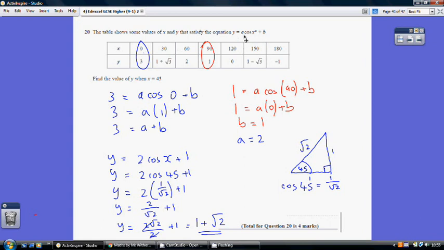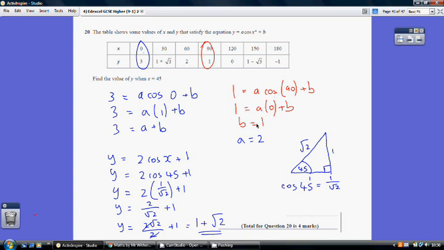Substituting that into the equation, I know that 3 equals a cos 0 plus b. Now the cos of 0 is 1, so I've got 3 equaling a plus b, and that's my equation number 1. For my second equation, I've chosen to use the 90 and the 1. So substituting back in when x is 90, y is 1, so 1 equals a times the cos of 90 plus b. Well, the cos of 90 is 0, so I've got 1 equaling b.